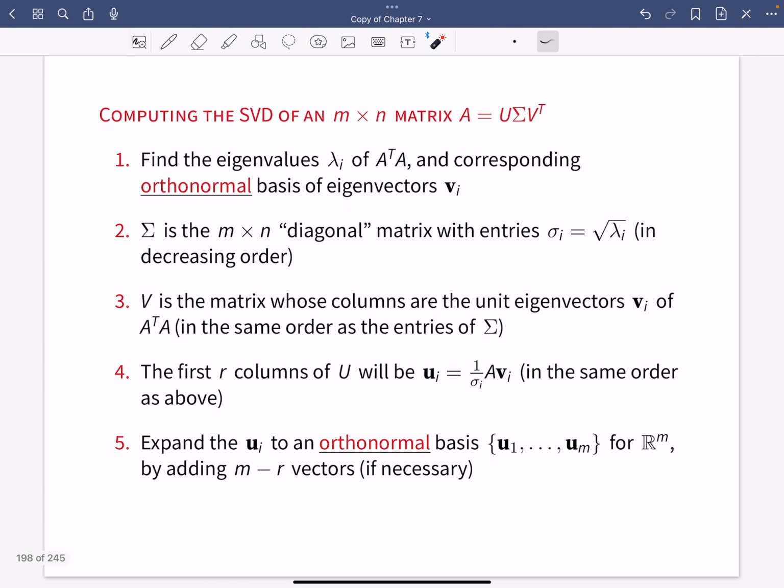So that's the fifth step: we have to take the u i that we already have and expand them to an orthonormal basis for R m by adding m minus r vectors if necessary. Then once we have those vectors, we can plug them in to get our U matrix.